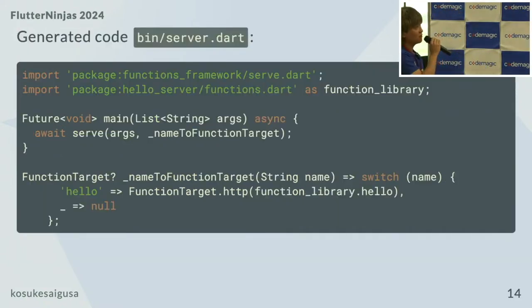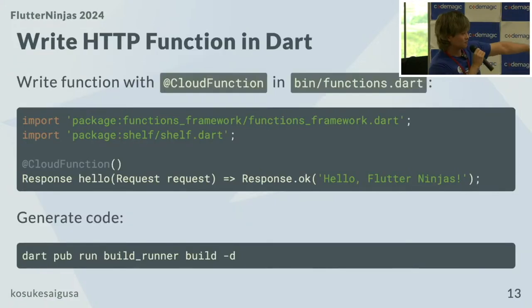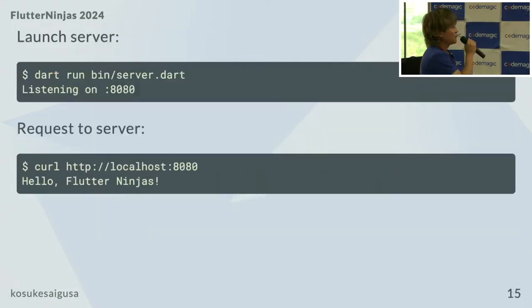So the generated code is like this. This provides a main entry point and the target function. If the target function is hello, the process is going to run the hello function we defined in the previous slide. Then you can run the Dart run command and start listening to the server on port 8080. Then of course you can send a request to the local server like this.